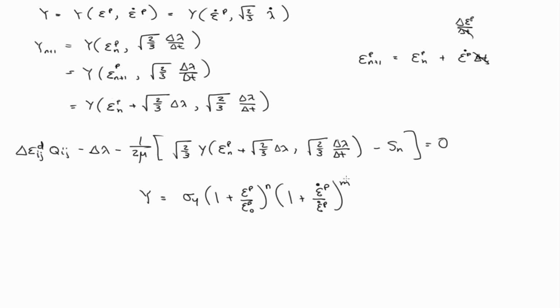Right? So then everywhere you see an e^p, you'd plug in this, and everywhere you see an e dot p, you'd plug in this, and then you just have one big ugly equation for delta lambda, but it's just a 1D equation, right? So here you just use your regular old Newton's method, straight up Newton's method to find it. Right? Find what delta lambda is. Okay.